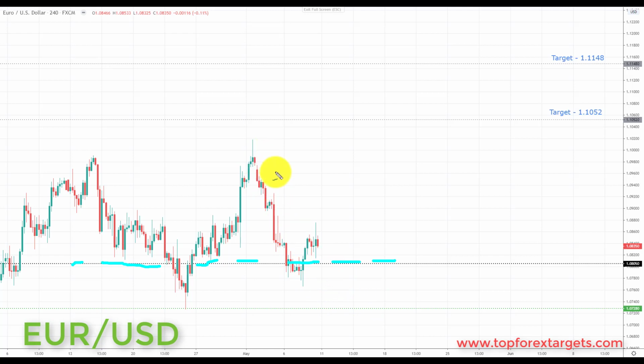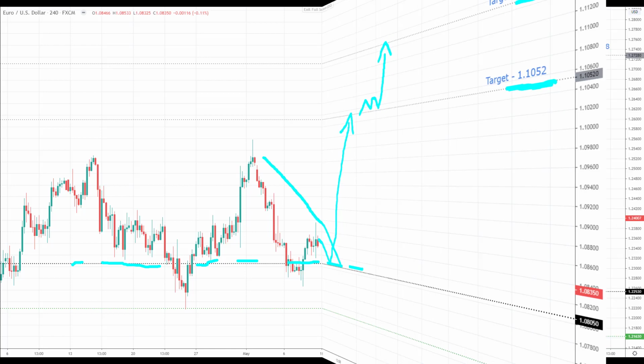So very simply put, now we have this pullback. This is a great place going into next week to start to look for bullish setups. And if we get the right kind of bullish setups in this area, we're going to be looking at initiating longs up towards the next key of resistance, the upside and the target set at the 1.1052. And if we can get a break through here, we're going to be looking up towards the next key of resistance, the upside and target 2 at the 1.1148.